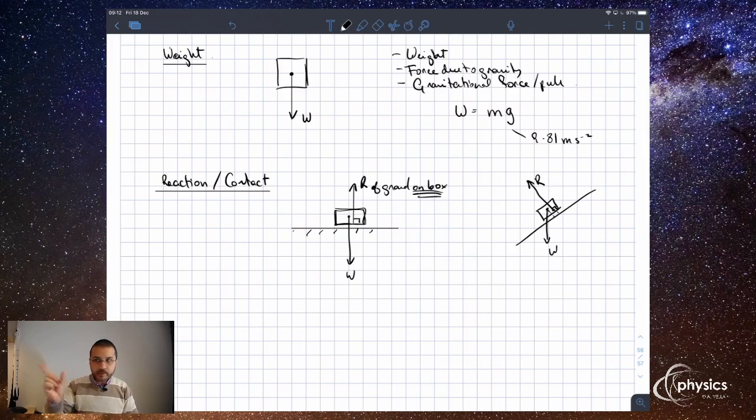The weight and reaction are not a Newton third law pair, because for Newton's third law, the force is always equal and opposite.